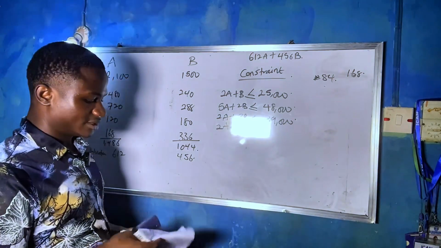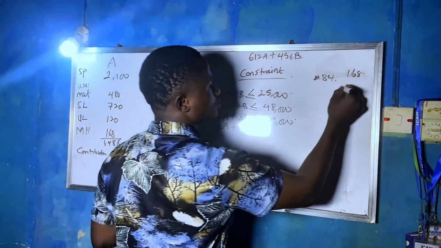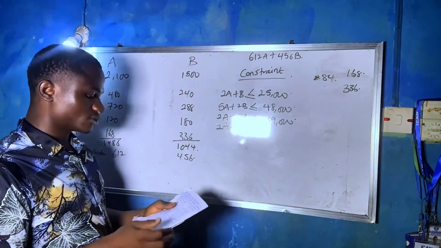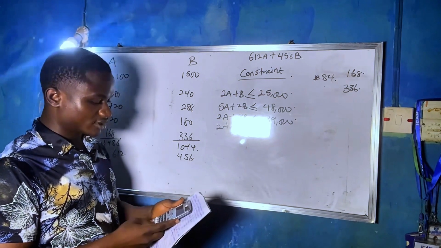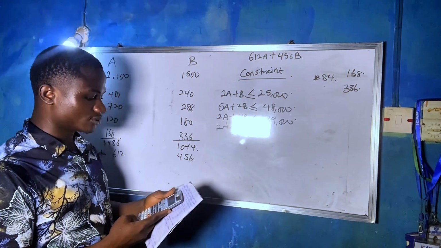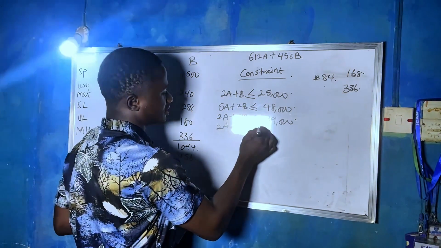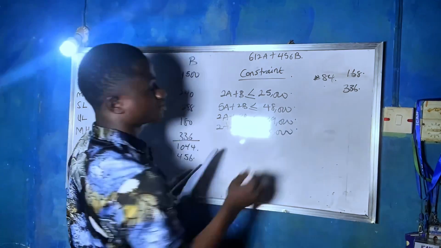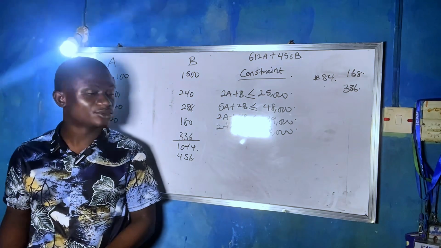Plus, we've been told that B is using 336 naira worth of machine hours. So 336 divided by 84 will give us how many hours B is using. 336 divided by 84 gives us 4 hours. So 4B is less than or equal to the total available hours, 50,000 hours. It is as simple as that.